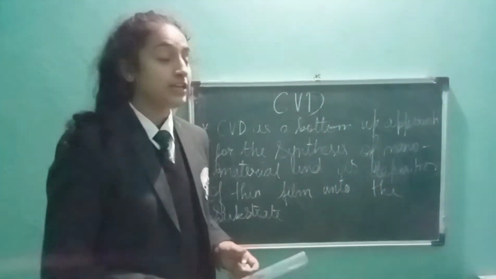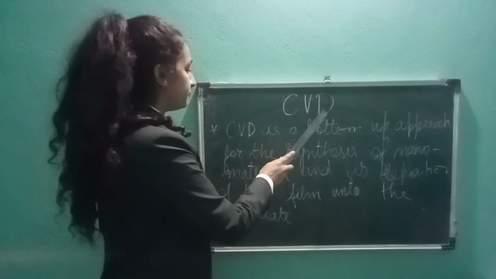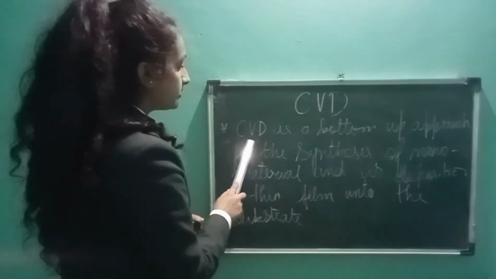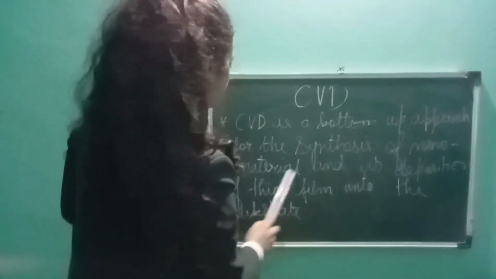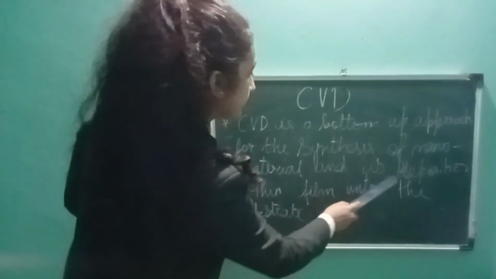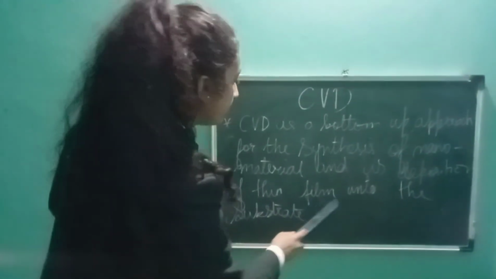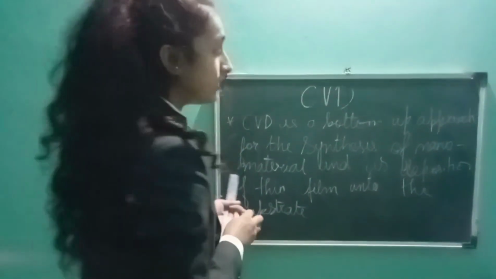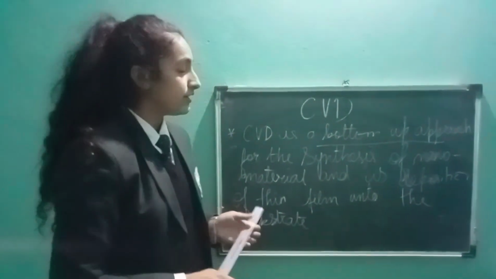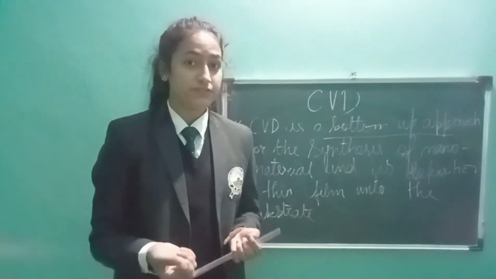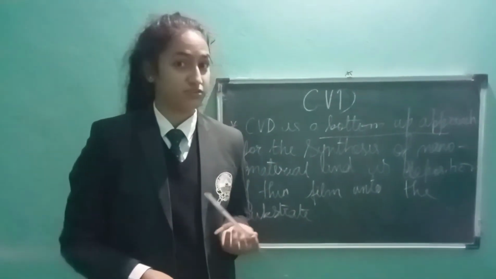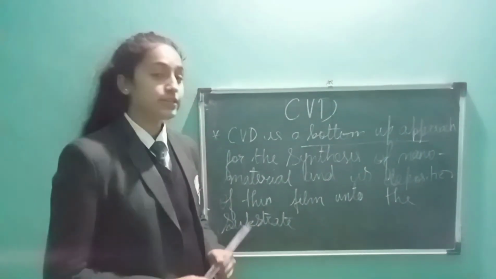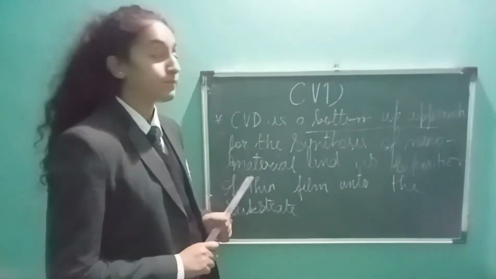So what is CVD? CVD is chemical vapor deposition. CVD is a bottom-up approach for the synthesis of nanomaterials and the deposition of thin film onto the substrate. So let's see what is meant by bottom-up approach. It is a process in which we use small atomic level materials, and we make big nanomaterials out of them. As we have already studied about PVD, that is physical vapor deposition.